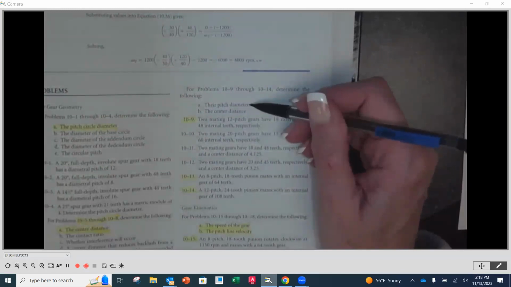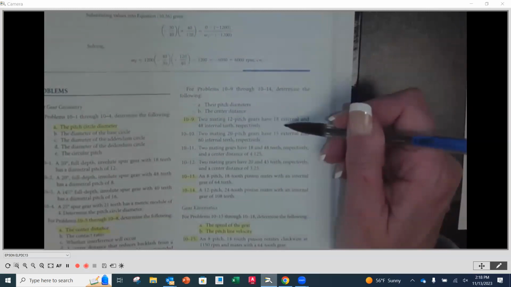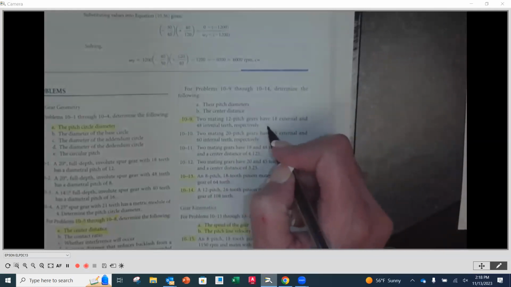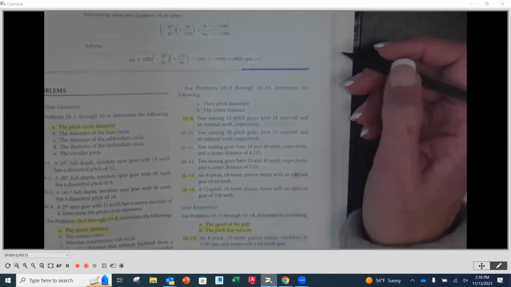You actually are going to do both of these, A and B, because I'm calling out the whole problem. So you're going to calculate the pitch diameters and the center distance for the description here, where you have 2 mating gears, 10 pitch gears, 18 external. Oh, both external here. I'm so sorry. Both are external, not internal. So ignore that. Shoots. There are internals.